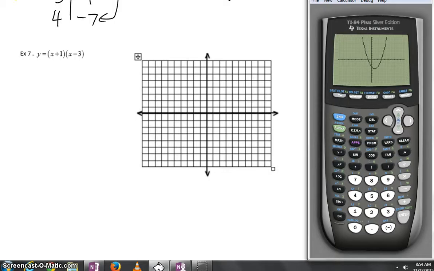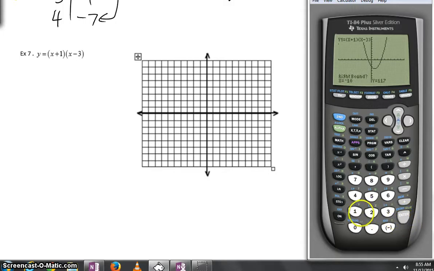Where do we go to find the max and min? We have to do what? Hit second, trace, right next to the graph button. And it's really the calculate menu. And again, we're going to have to go now to the minimum, choice 3. And when we hit enter, it will say left bound. Guess what we will always type in for a left bound, guys? Negative 10. Every single time.